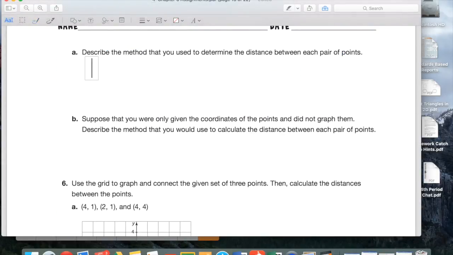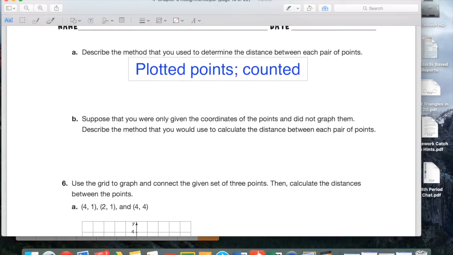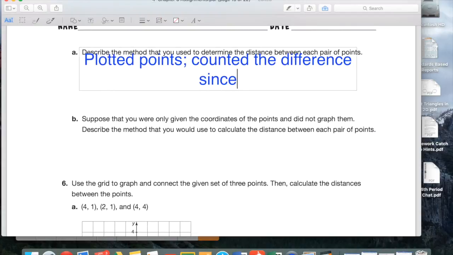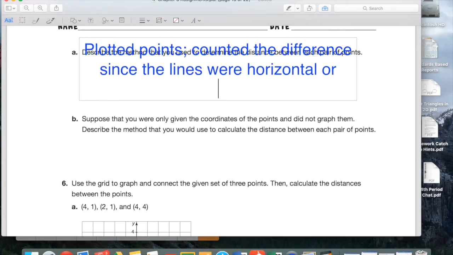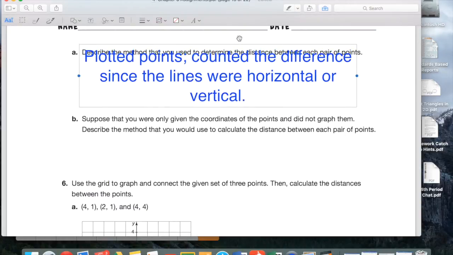Describe the method that you use to determine the distance between each pair of points. So what we did was we plotted points and then counted the difference since the lines were horizontal or vertical. So we were able to count for basic subtraction.